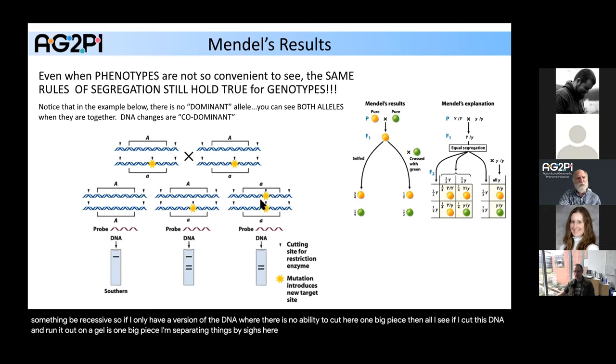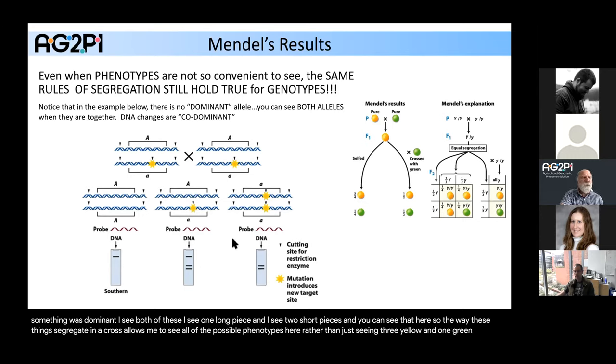In this case, sorry, let's go over here. In this case, I cut both pieces into two smaller pieces and I see those two smaller pieces on a gel. But if I have one of each, kind of the same way Mendel saw in these yellow peas where something was dominant, I see both of these. I see one long piece and I see two short pieces. And you can see that here. So the way these things segregate in a cross allows me to see all of the possible phenotypes here rather than just seeing three yellow and one green.